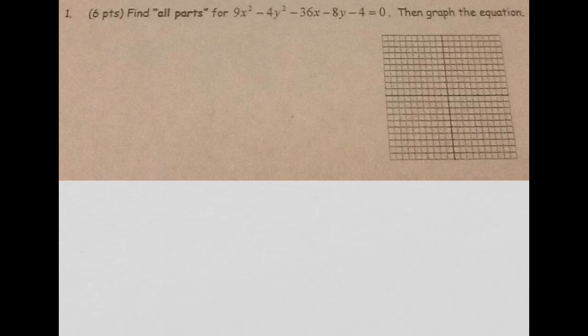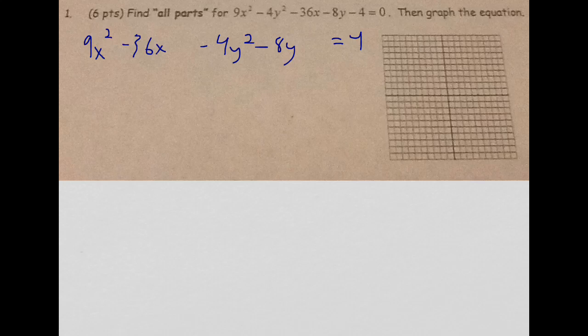First one on the study guide here is one where we're going to have to complete the square. So I'm going to start by grouping my x's and y's together. So I get 9x squared minus 36x, and then minus 4y squared minus 8y, and then I'm going to take this 4 and move it over to the other side of the equation. So I get equals 4 on the right hand side.